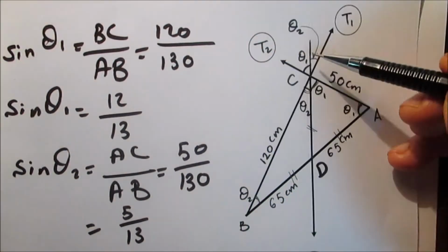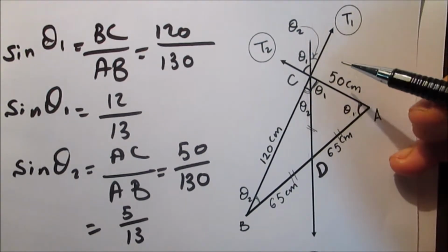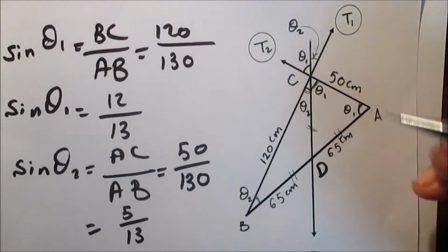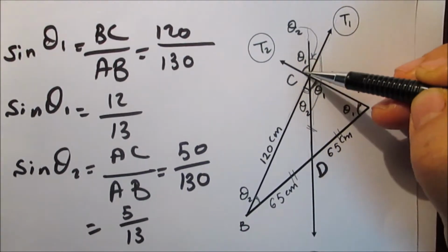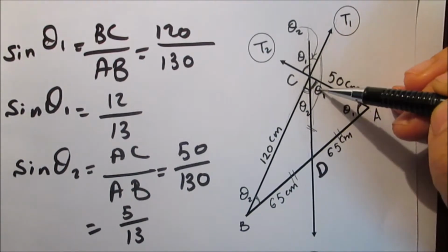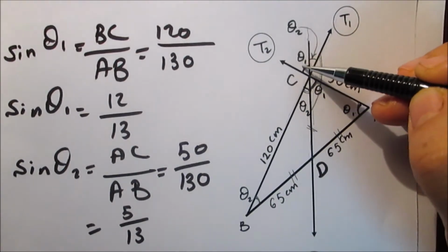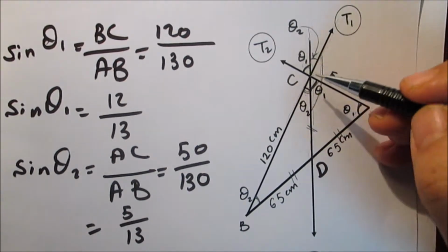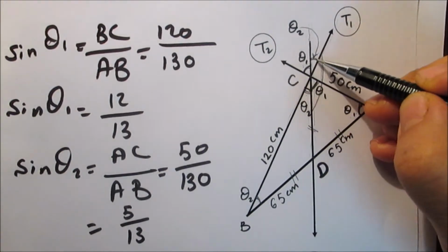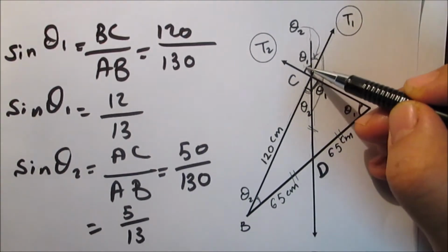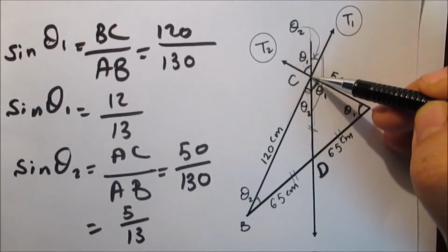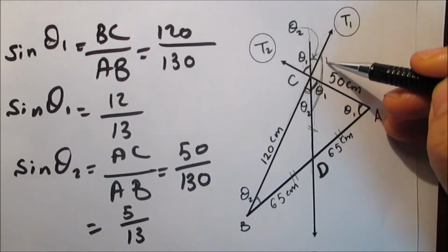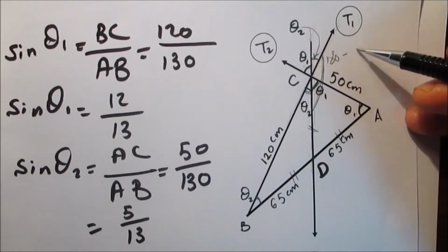Remember Lami's rule: if three forces meeting at a point are in equilibrium, the magnitude of each force is proportional to the sine of the angle between the other two forces. From the geometry of the shape, these two angles are vertically opposite angles, so they are equal. So this is theta 1 and this is also theta 1. Similarly, here we have another pair of vertically opposite angles, equal to theta 2. The angle between T1 and the vertical weight is 180 minus theta 2.